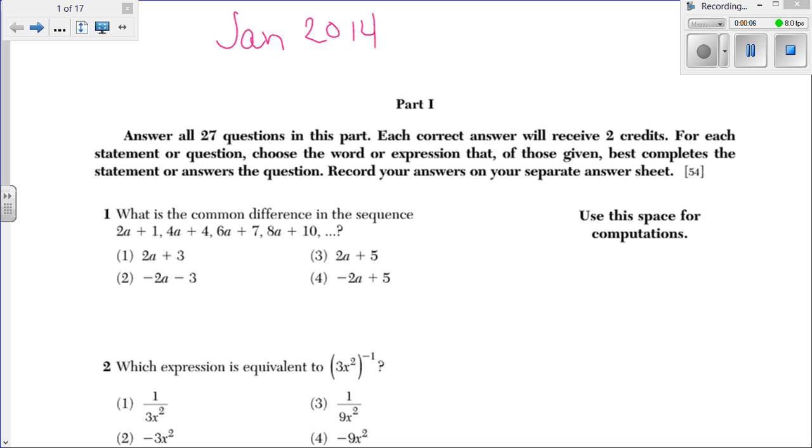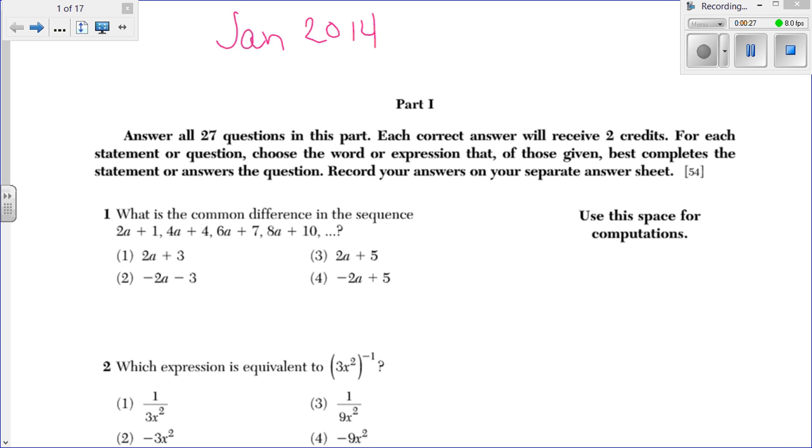This is January 2014. As I promised, a video to go along with part 1, and then I'll do another video for part 2. For number 1, what is the common difference in the sequence 2a plus 1, 4a plus 4, 6a plus 7, 8a plus 10?